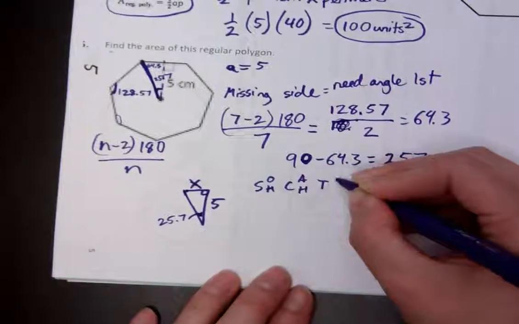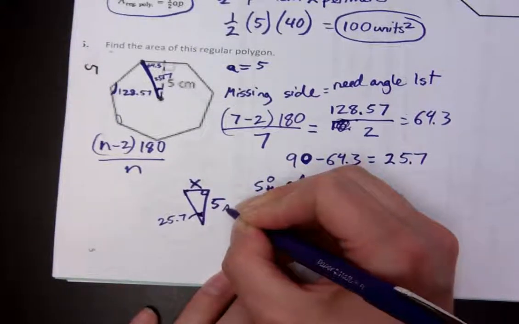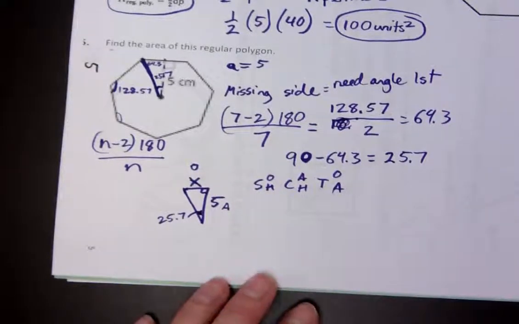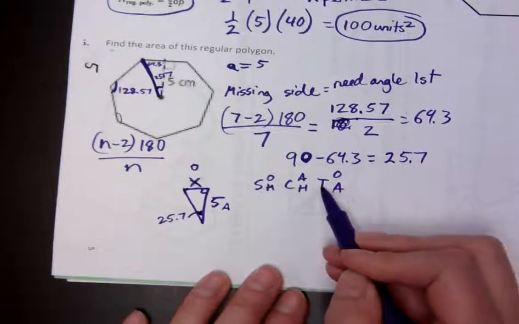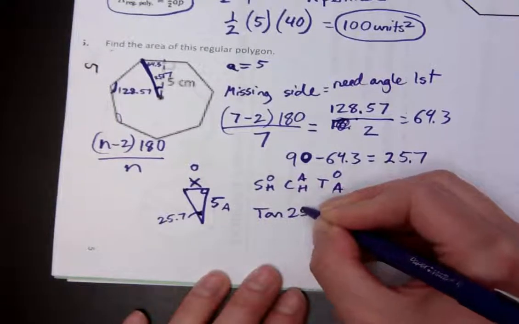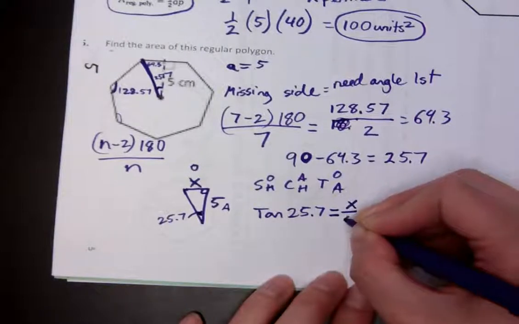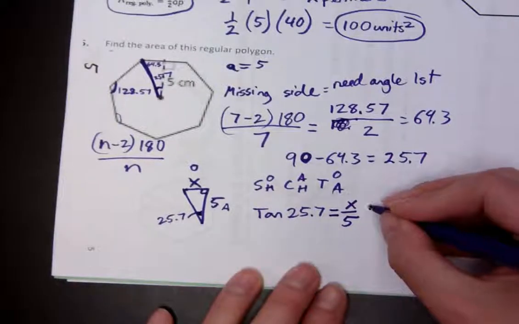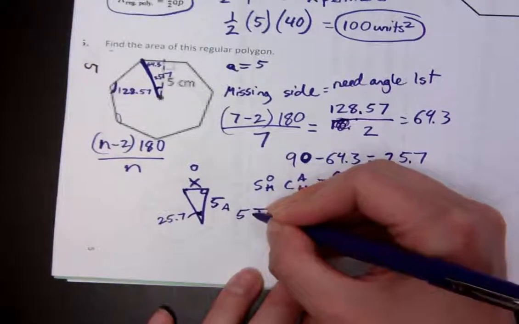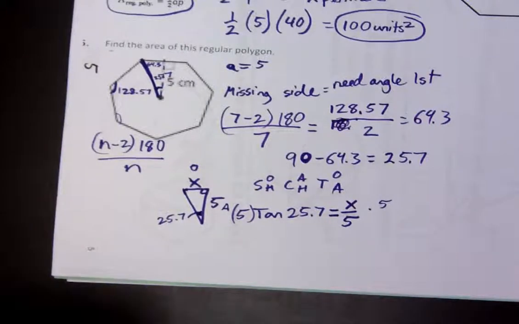Alright, so from the angle I have the adjacent side, I have the opposite side. What am I going to use? So yeah, O over A, so tangent. So tangent of 25.7 equals x over 5. Do I multiply or divide to solve? Multiply. Yeah, x is on top, so I multiply. So when you enter 5 times tangent 25.7, what do you get? 2.4.